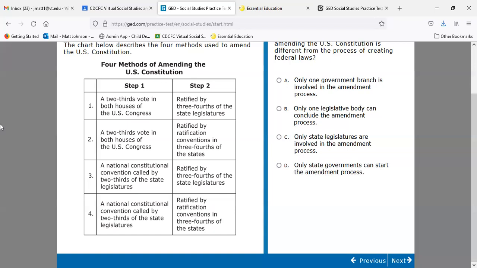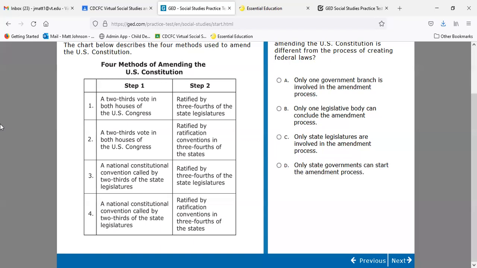The third way, which I've mentioned, a national constitutional convention called by 2/3 of the state legislatures. And then step 2, ratified by 3/4 of the state legislatures. So here you actually bypass U.S. Congress, right? If 2/3 of the states get together for a constitutional convention and they all agree to amend this, and then 3/4 of the states afterward ratify it, then you get a new amendment without the federal government involved.